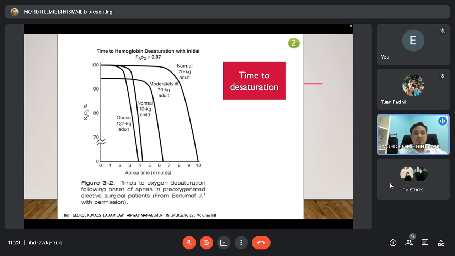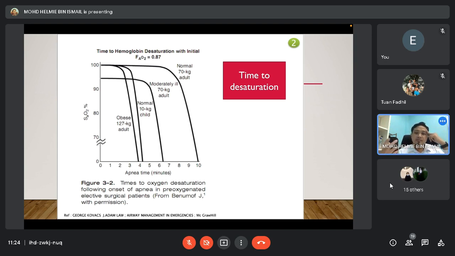quick, because the concentration of oxygen is minimal. If we pre-oxygenate this patient, they will denitrogenate. It means it will replace all the 78% of nitrogen with oxygen. If possible, with pre-oxygenation of about 5 to 10 minutes, you can get 100% oxygen inside your lung. So we have an oxygen reservoir inside your lung.